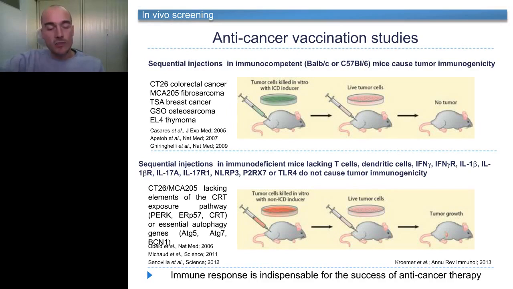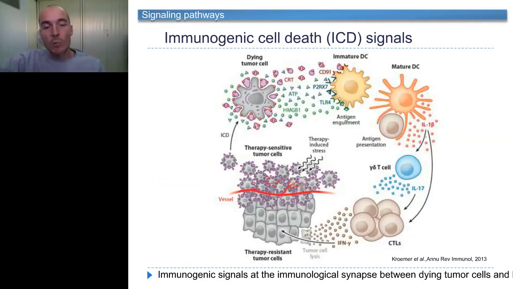This effect is also absent if the tumor cells that we use for the vaccination lack either the possibility to expose calreticulin on their surface, or lack the ability to release ATP upon an induction of autophagy. So all these parts of the puzzle are nicely depicted here in this scheme that we lately published in the Annual Reviews of Immunology, in which again we have the therapy-induced stress, so the chemotherapy killing parts of the tumor.